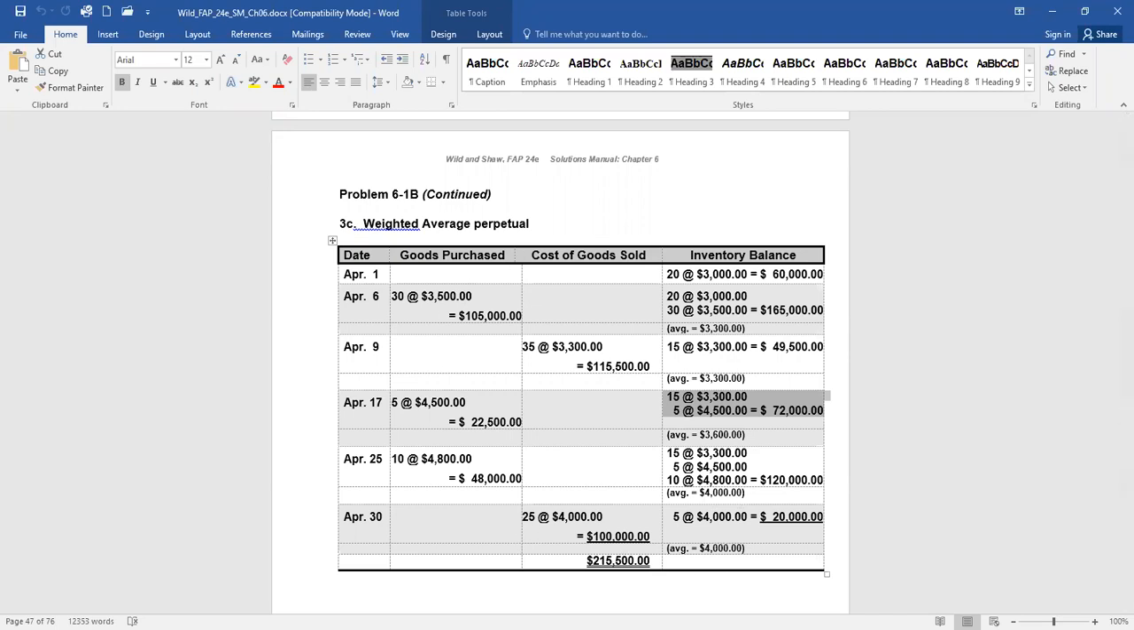So under the weighted average method, cost of goods sold would total $215,500 for these two sales. What's left in inventory? 5 coffee cups that have an average cost of $4,000 each, giving us ending inventory balance of $20,000. 3 different ways to remove inventory, 3 different dollar amounts calculated. And we'll be looking at that again in part 4.